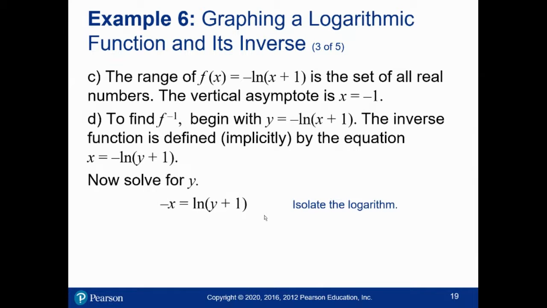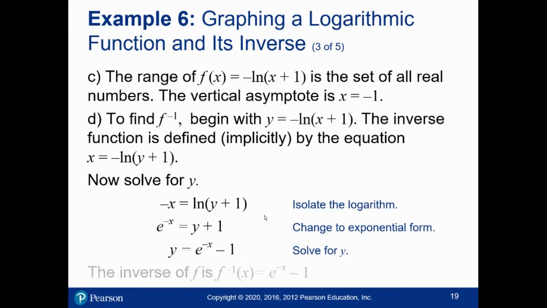So let's isolate the log by multiplying both sides by minus 1, and now I'm going to convert it into an exponential. And remember, this is a logarithm of base e, so I have an exponential expression of base e. So this converts as e to the minus x is y plus 1. Now I can solve for y just by subtracting 1, and there we have it. So there's our inverse function, e to the negative x minus 1.